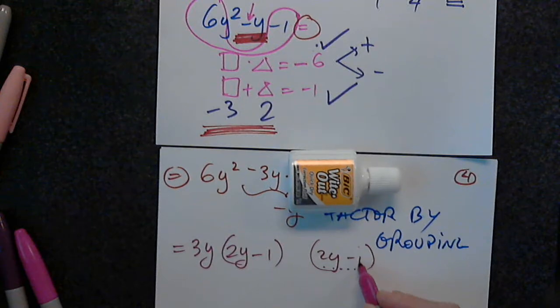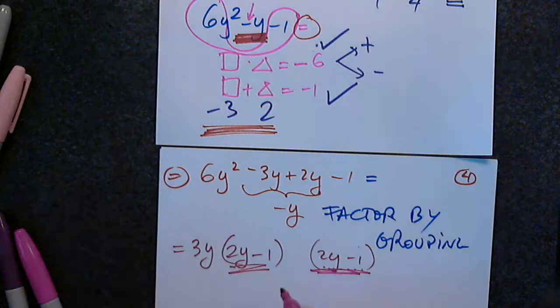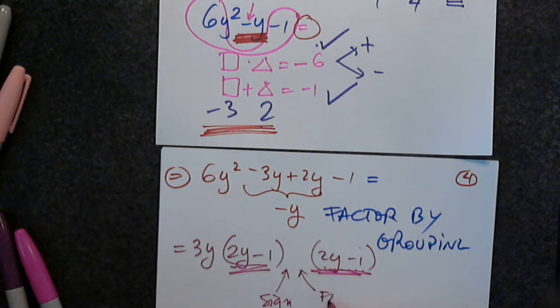What do I have to have in parentheses so I can continue? Exactly. 2y minus 1, of course. If I don't have the same thing, I will never be able to continue. I will not be able to factor if I don't have the same thing. Only now I look. I need two things from you. A sign and a factor.